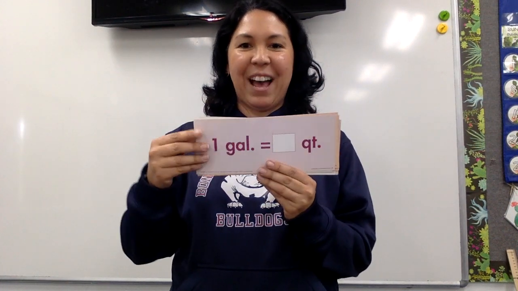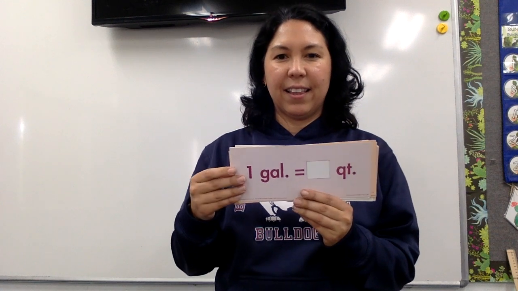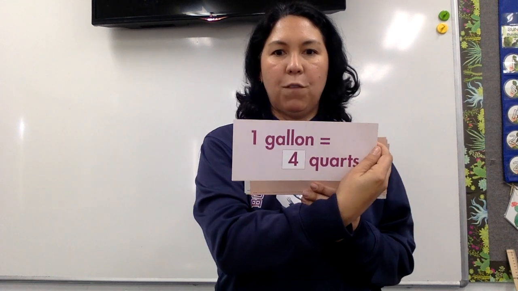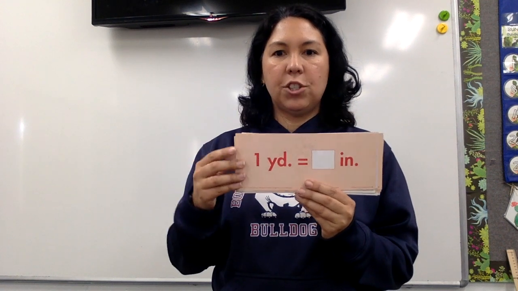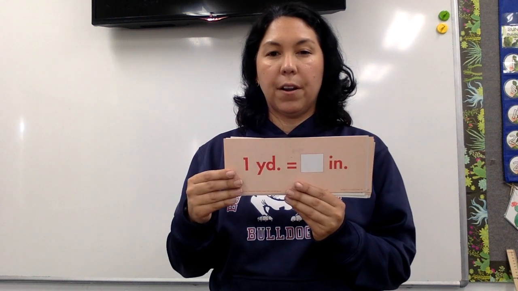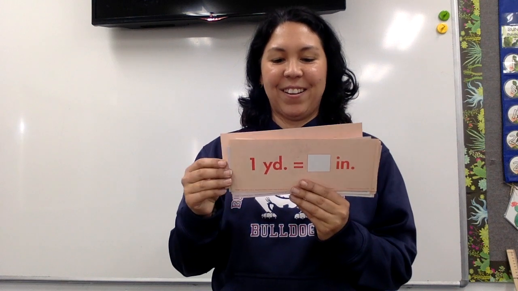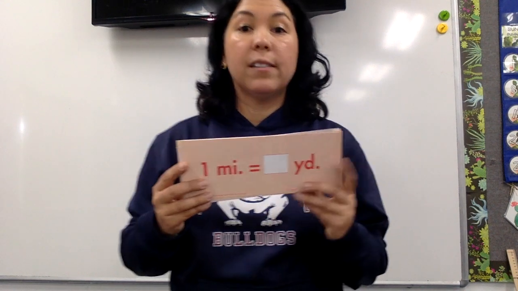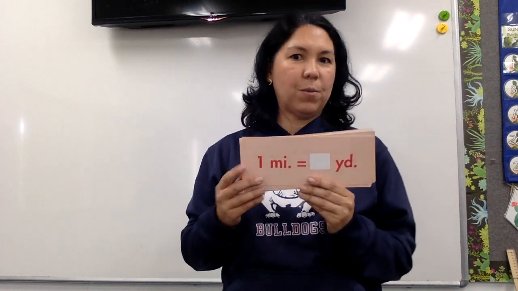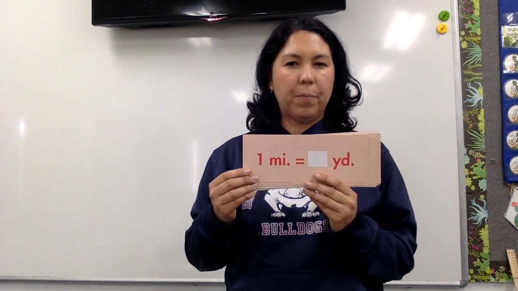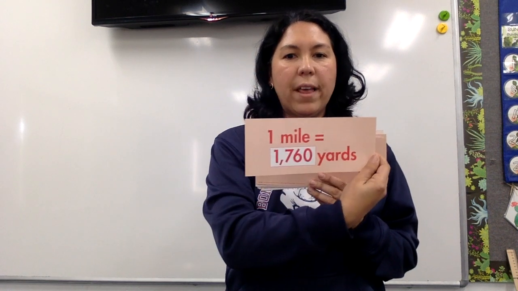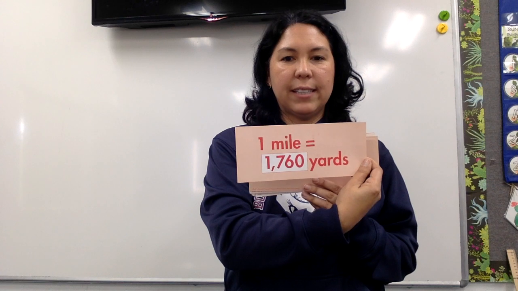How many quarts in a gallon? 4. Inches in a yard. 36. 36 inches in a yard. Ooh, here's a tough one. Yards in a mile. We don't practice this one a lot. How many yards in a mile? 1,760.